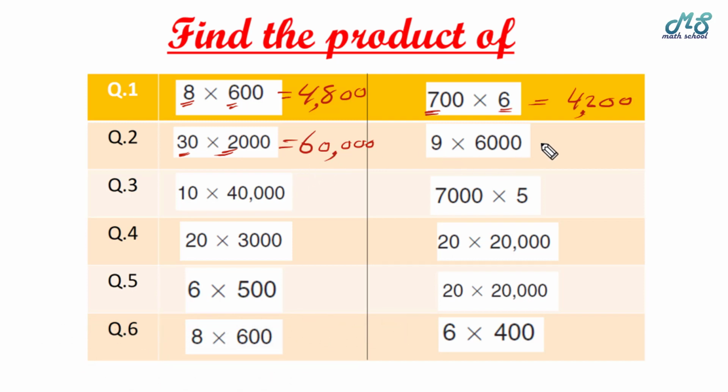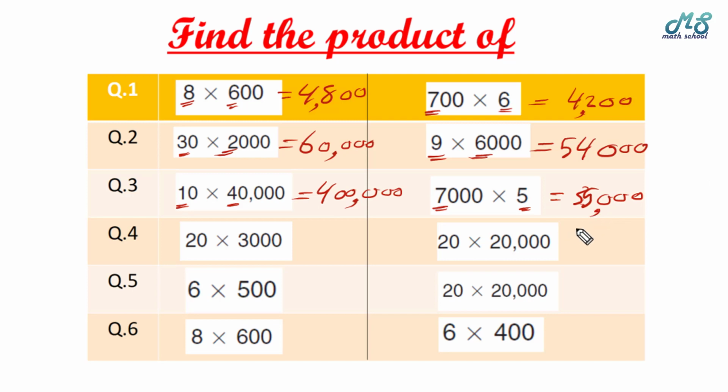9 times 6,000. First, 9 times 6 equals what? Equals 54. And drop triple zeros. Next, 10 times 40,000. 1 times 4 equals what, guys? Equals 4. How many extra zeros? We have 4 zeros and 1 zero. It will be 5 zeros. So we have 400,000. 7 times 5 equals what? Equals 35. And bring down triple zeros. So it will be 35,000.